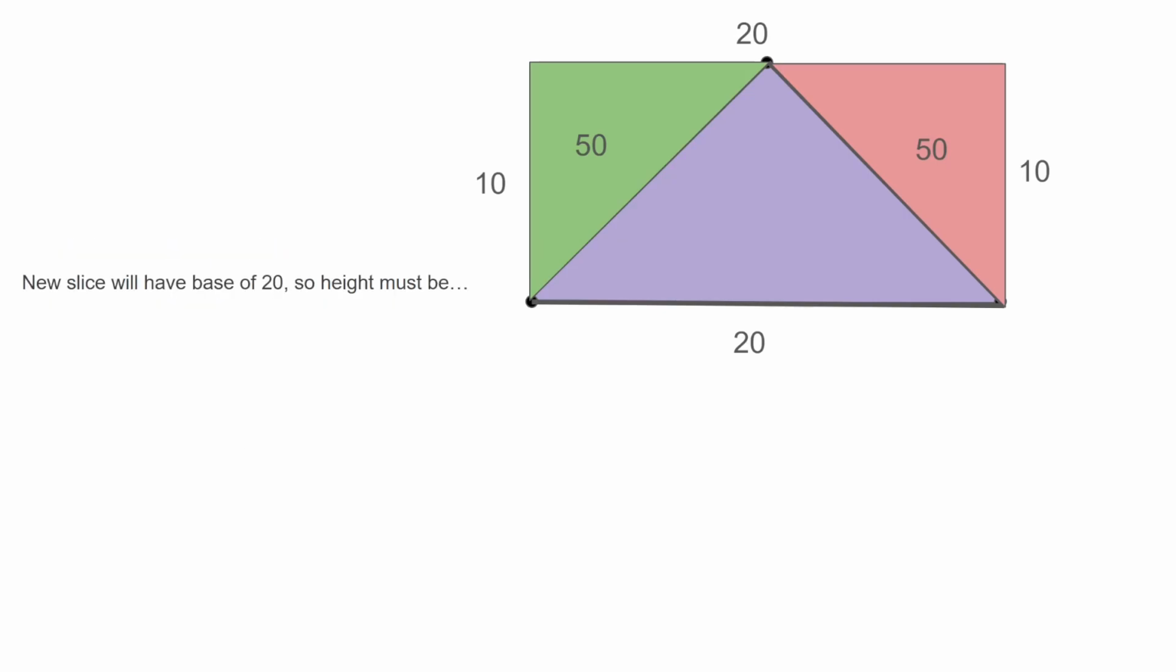So since this new slice that I make is going to have a base of 20, what's the height going to be? Well, I can just rearrange this area formula and figure out that the height is going to be 20 thirds. That's going to be the height of this triangle. But then the question is, where is it going to be in x space?